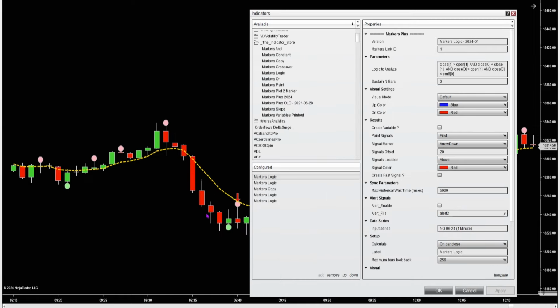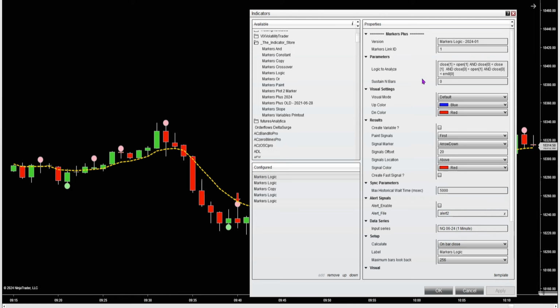By the way, I think if you just go to his YouTube channel, he's got a Discord, and I think he's already got an indicator coded that he gives away for free. But I just wanted to show you how I coded it and how you can use Markers Plus to code all different kinds of strategies that you might see out and about.